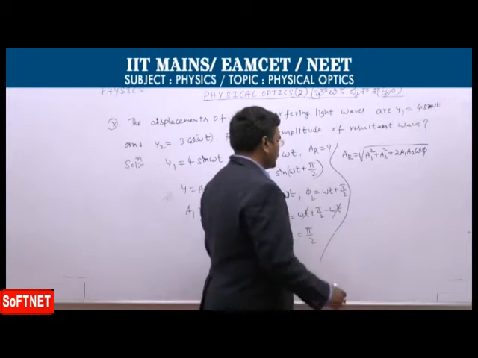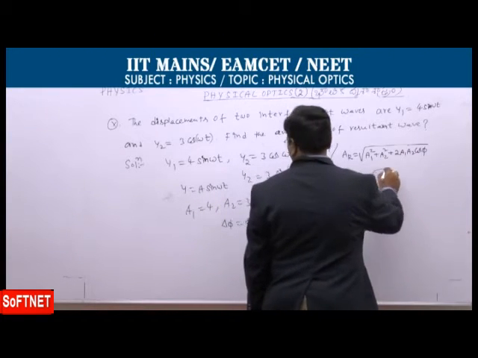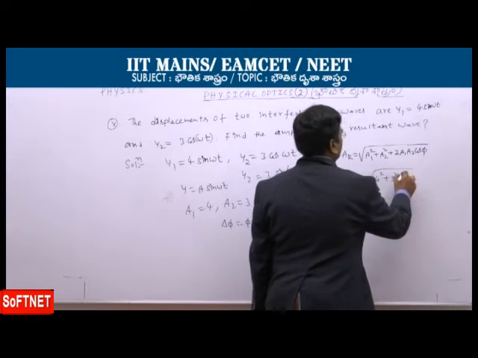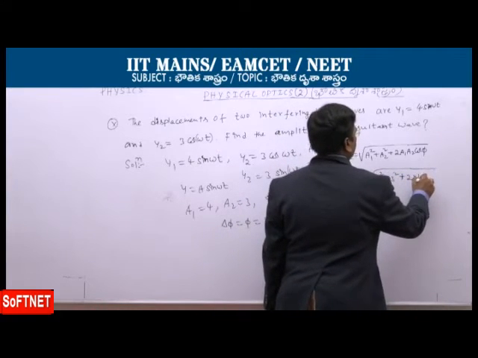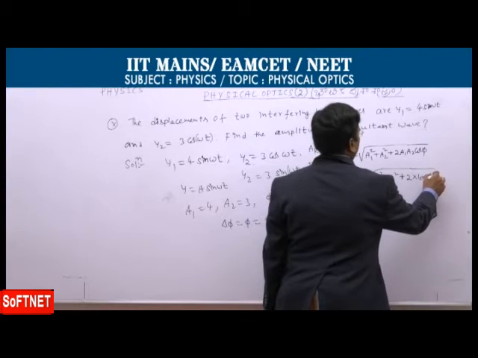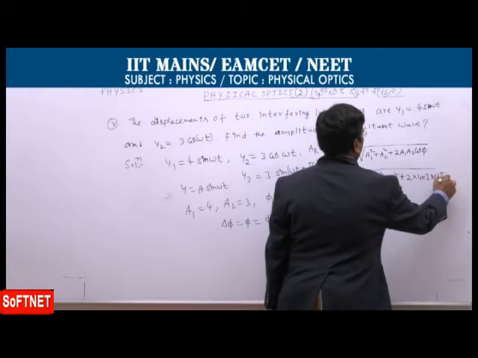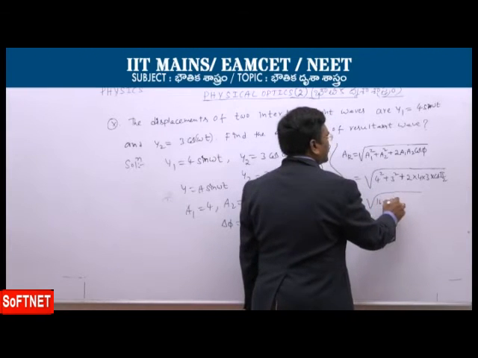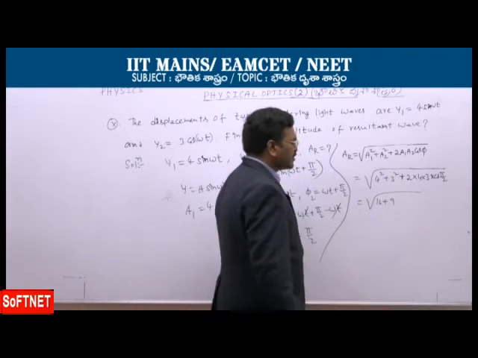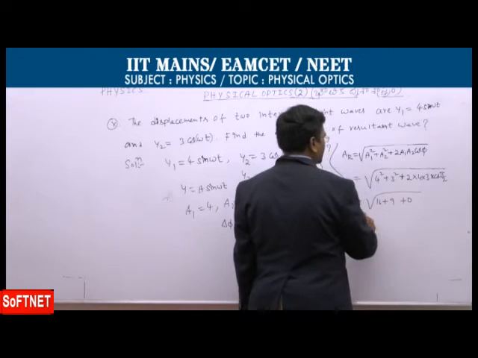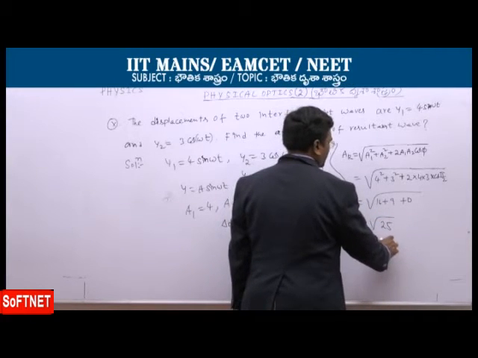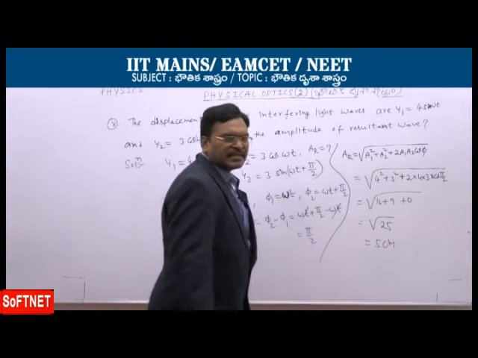We substitute now. A1 is 4, so 4 square plus 3 square plus 2 into 4 into 3 into cos pi by 2. How much now? 16 plus 9, and cos pi by 2 is 0, 0 into something is 0. 16 plus 9 is 25, root 25 is 5 centimeters. Is it clear?